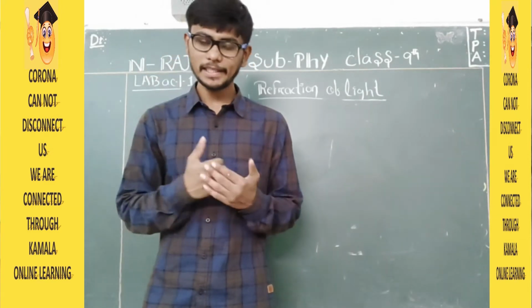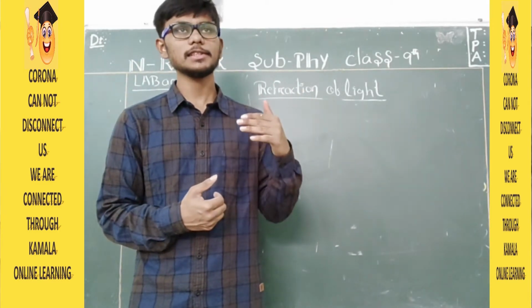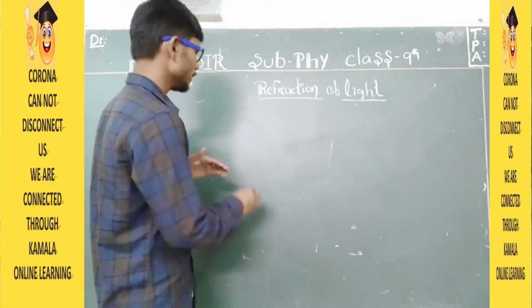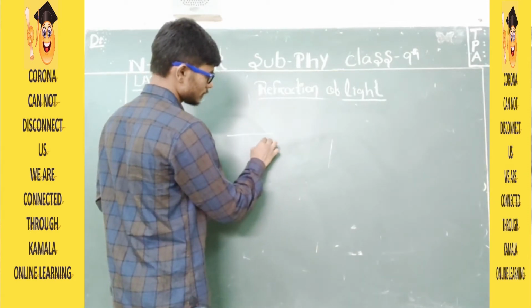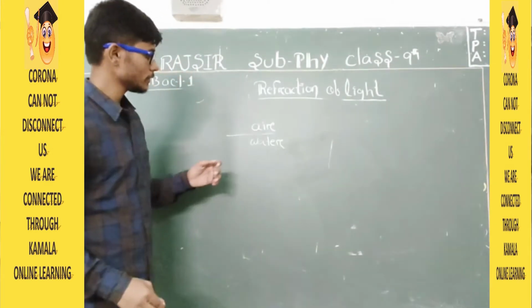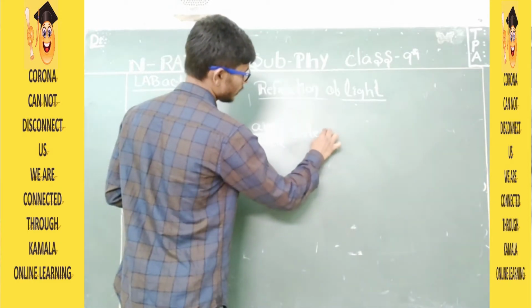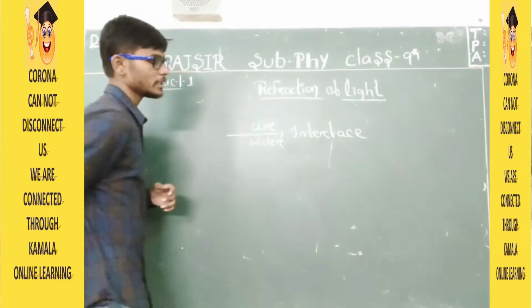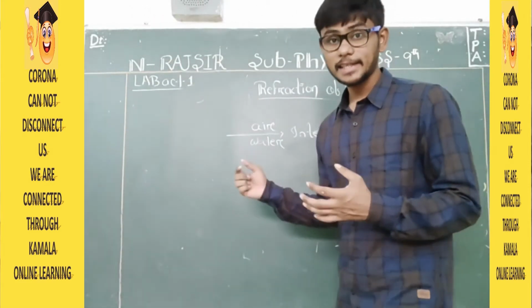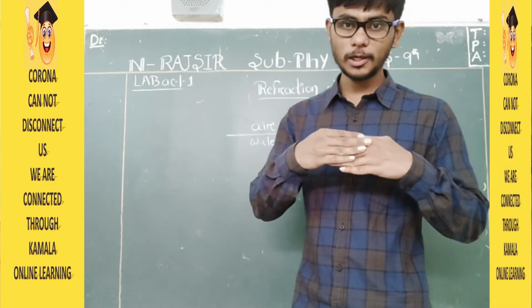Whenever an interface comes, interface means what? Two mediums. Suppose the first one is air, the other one is a water medium. Here it is your water medium, here this is your air medium. The point where they both connect each other is called the interface. Always we need to see what exactly the interface is. This is air, this is water. When they both touch each other, that is called the interface.